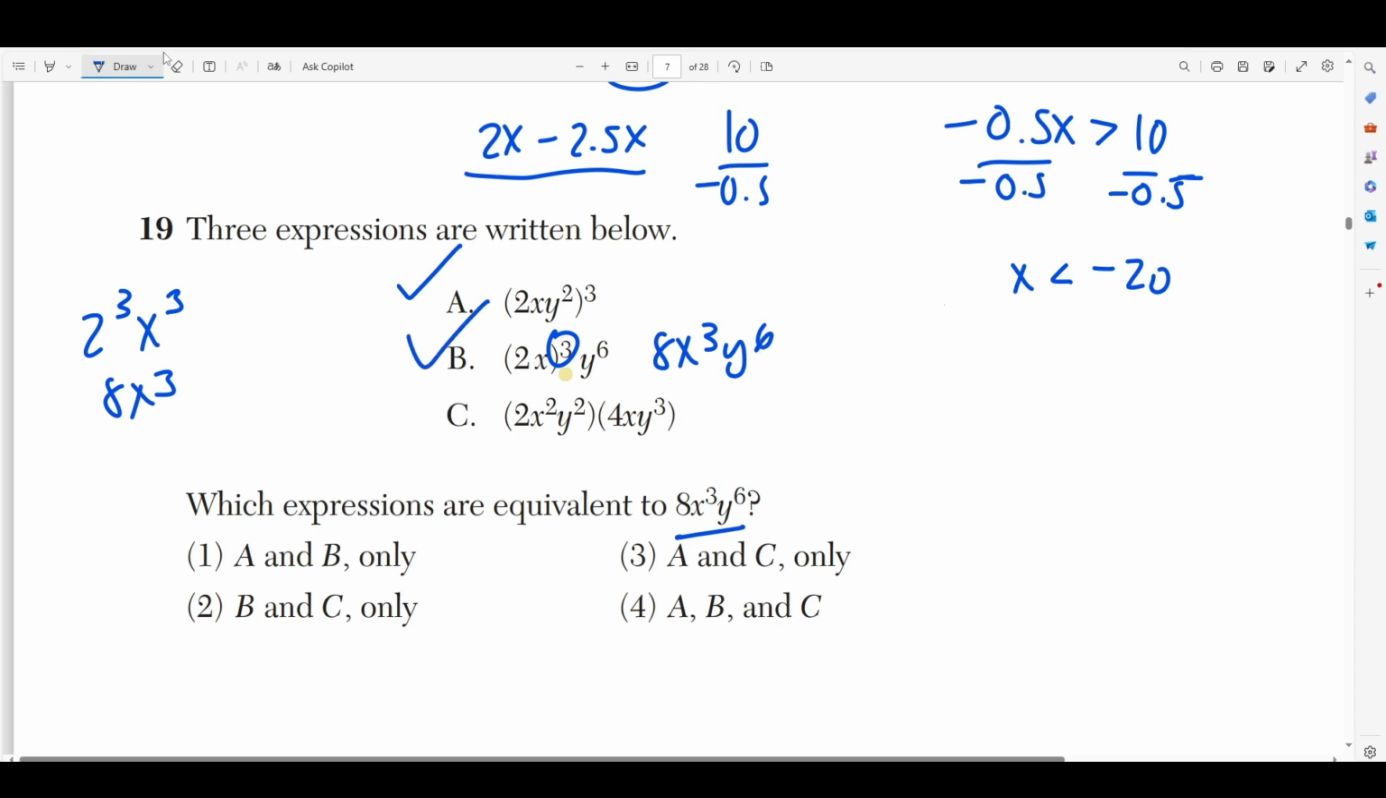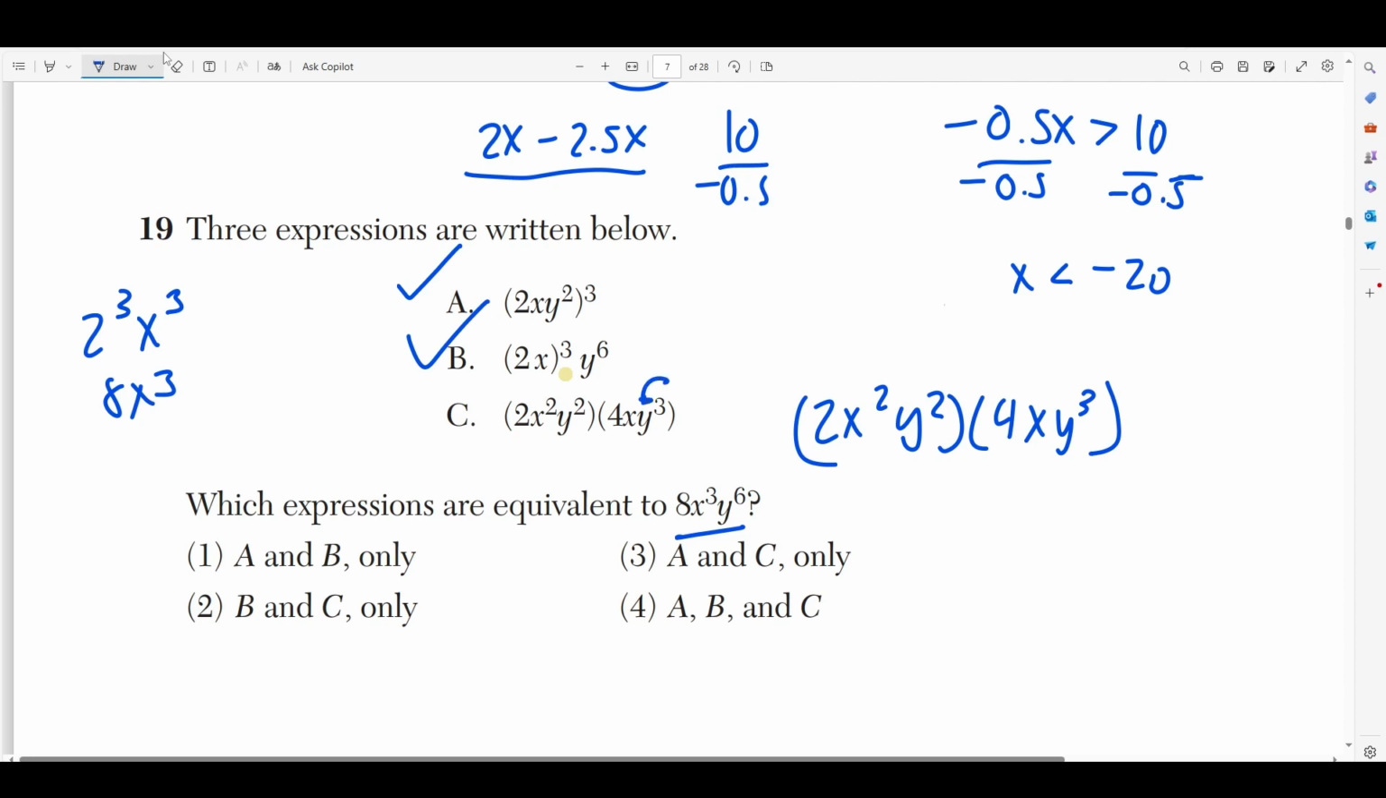So this also works. And finally, we need to test out C, which instead of anything being raised to a power, you're just multiplying something out. So let's multiply it out. Here you have 2x squared y squared times 4xy cubed, right? And I'm not doing anything to this 4xy cubed because this is inside of the parentheses, right? This is not outside of the parentheses.